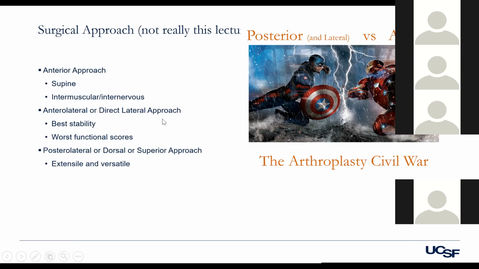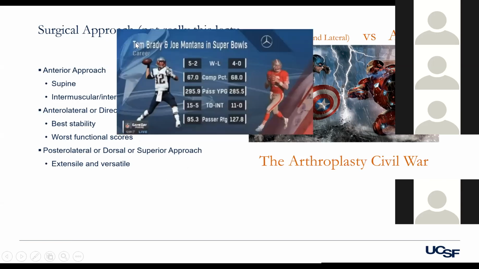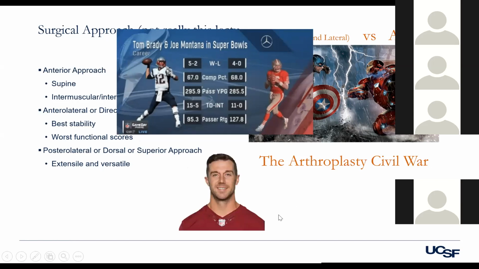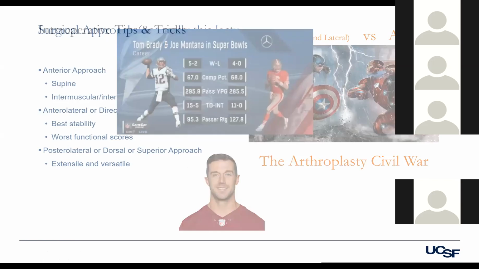Anterior lateral or direct lateral approaches have the advantage of the best stability, but the worst functional scores consistently. And then posterior lateral or superior approach being very extensile, versatile, and tried and true. So there's a ton of stuff comparing anterior to posterior approaches, kind of like comparing Tom Brady to Joe Montana. They're both probably pretty good. And then the direct lateral is more like an Alex Smith. It's not going to win you very much, but he's also not going to be the reason that you lose. So anterior lateral is probably less than 10% of surgeries in the U.S.